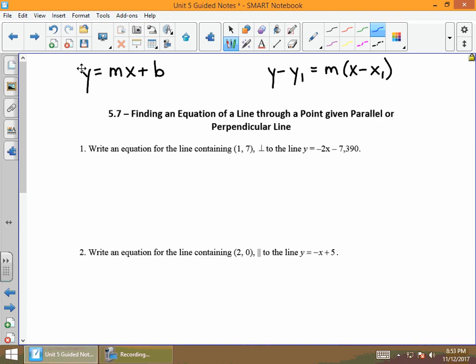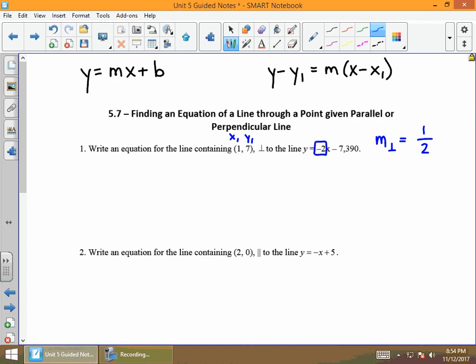So question number 1 wants me to write an equation for a line that contains the point (1, 7). So that is x1, y1. And then it says that it is perpendicular to the line y equals negative 2x minus 7,390. Well, that means this slope here is negative 2 over 1. So my perpendicular slope, if you remember slopes, and you are a master of your slopes, a perpendicular slope is the opposite reciprocal. So negative 2 over 1's opposite reciprocal is positive 1 over 2.